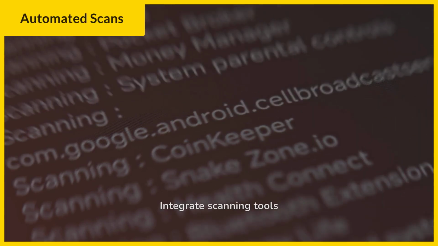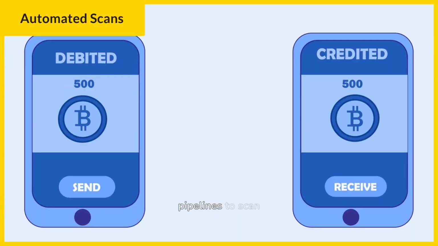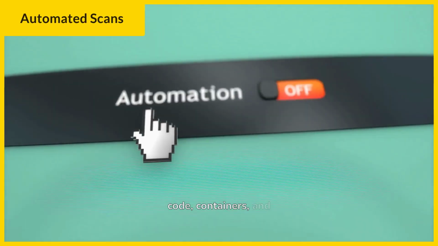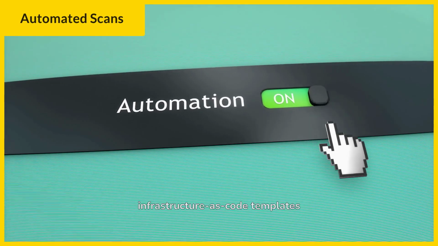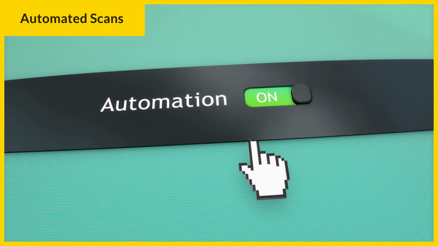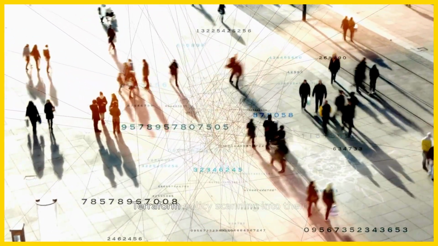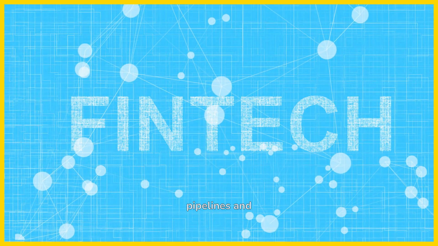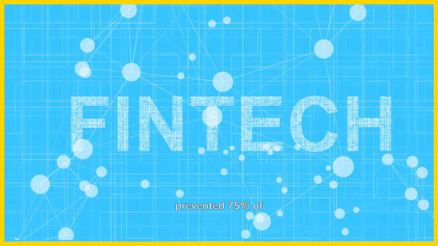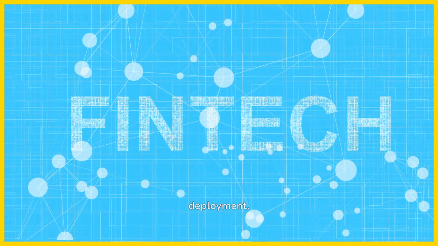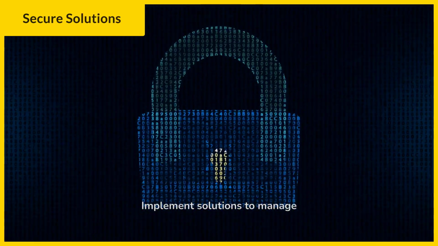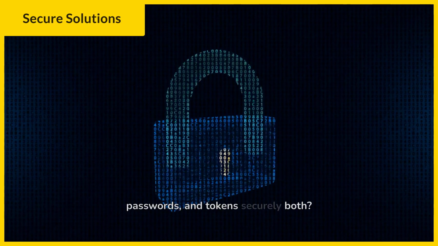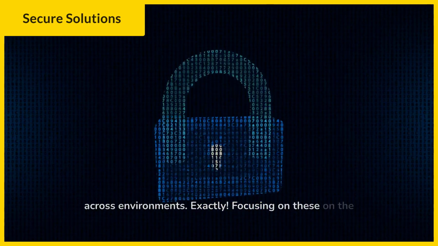Integrate scanning tools into CI/CD pipelines to scan code, containers, and infrastructure as code templates automatically during builds. A fintech company embedded Terraform policy scanning into their pipelines and prevented 75% of misconfigurations before deployment. Implement solutions to manage API keys, passwords, and tokens securely across environments.